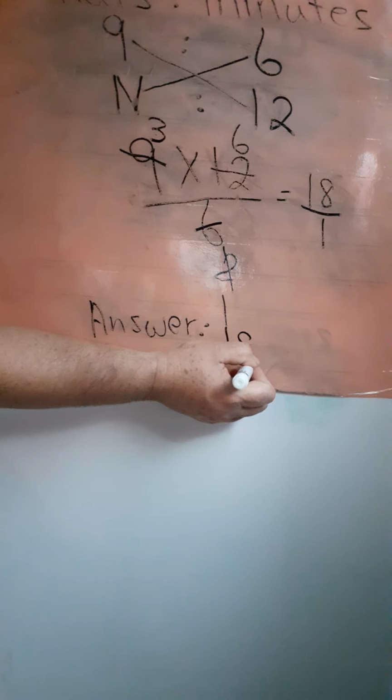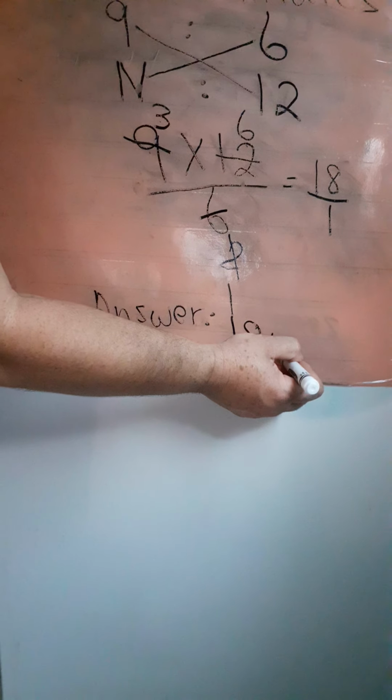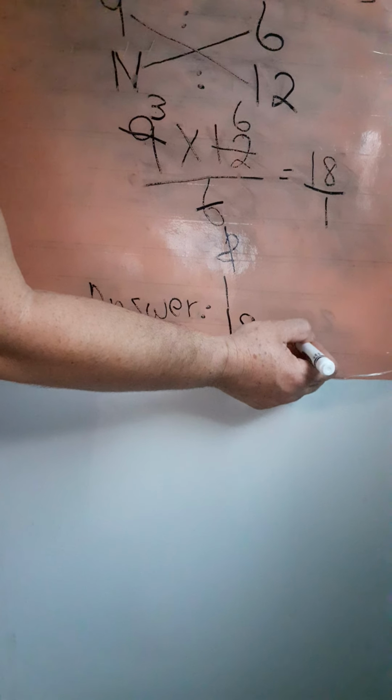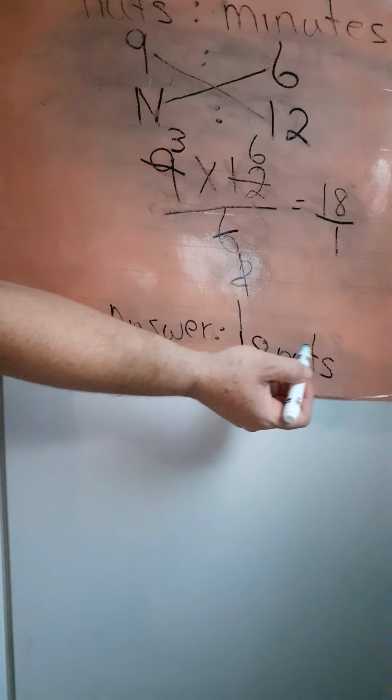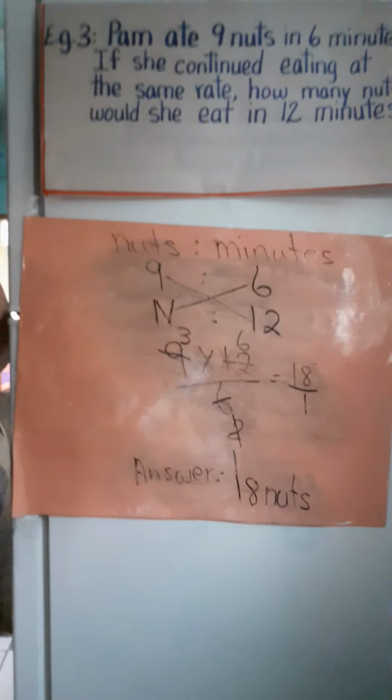So my answer is now 18 nuts. Your answer must have a name. Okay? So this will be 18 nuts. Alright?